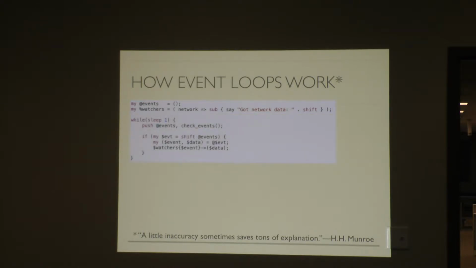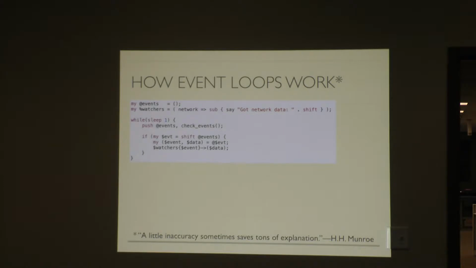Here's the entire event loop. This is not going to be a high-performance event loop, but it will work. We say while sleep 1, then we check to see if there were any events. Any events that might have happened, we push onto our event queue. The next thing we do is take the first event off, and then we split it up.